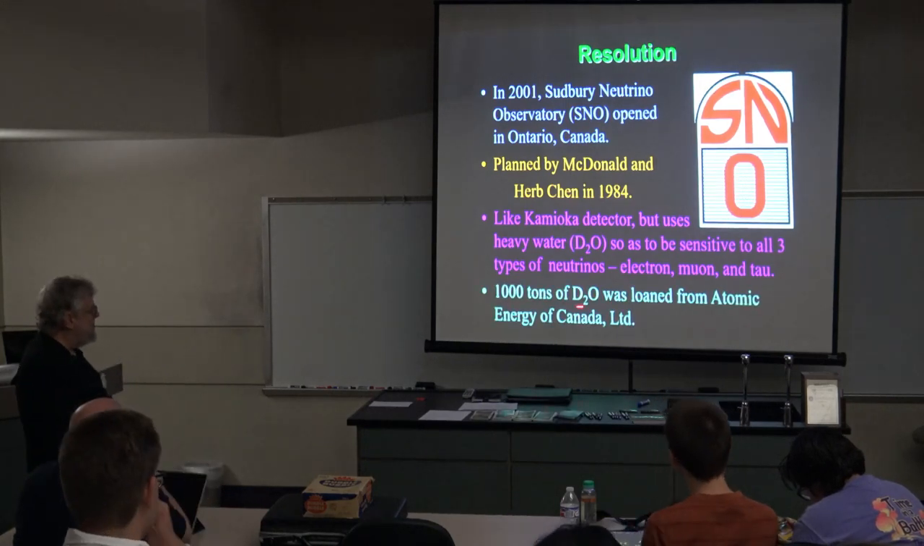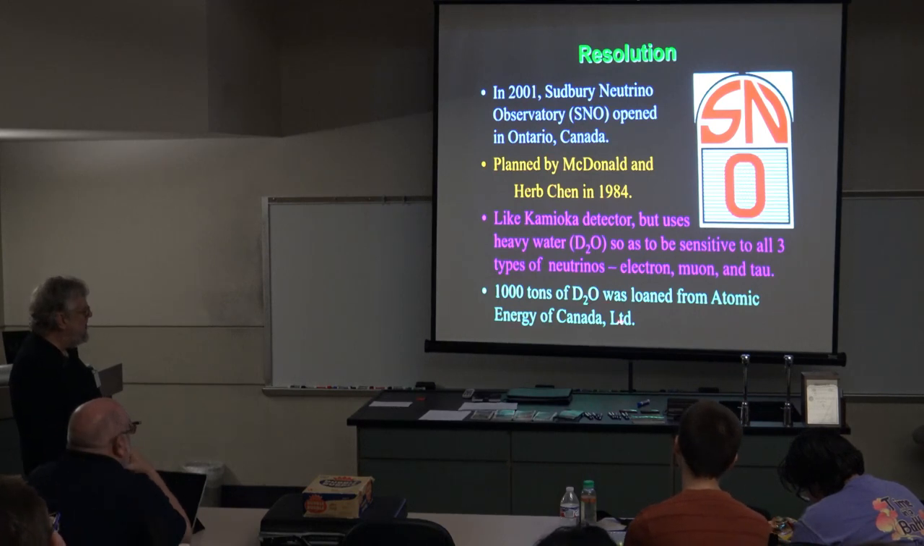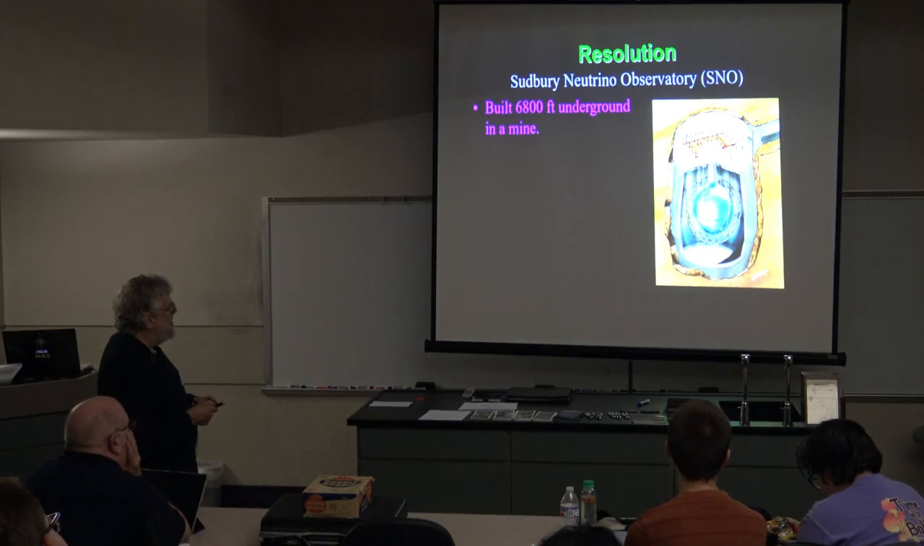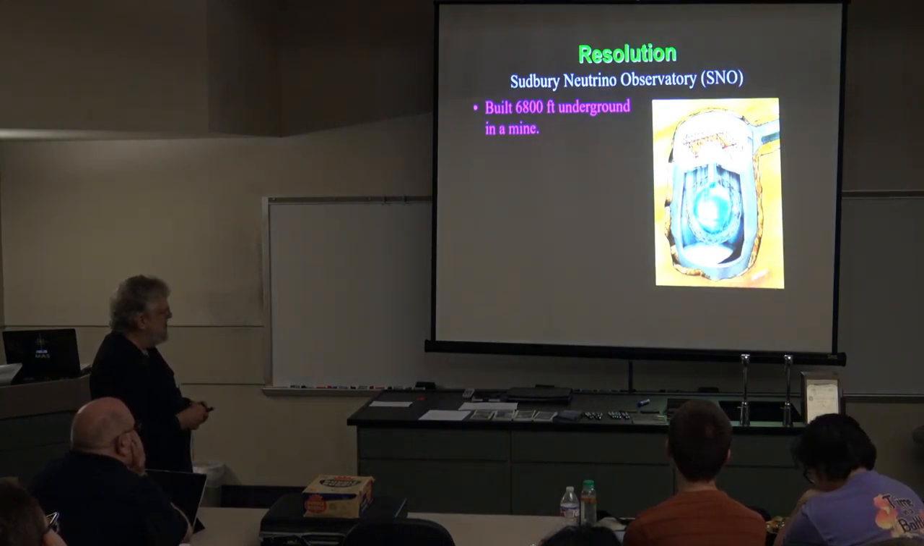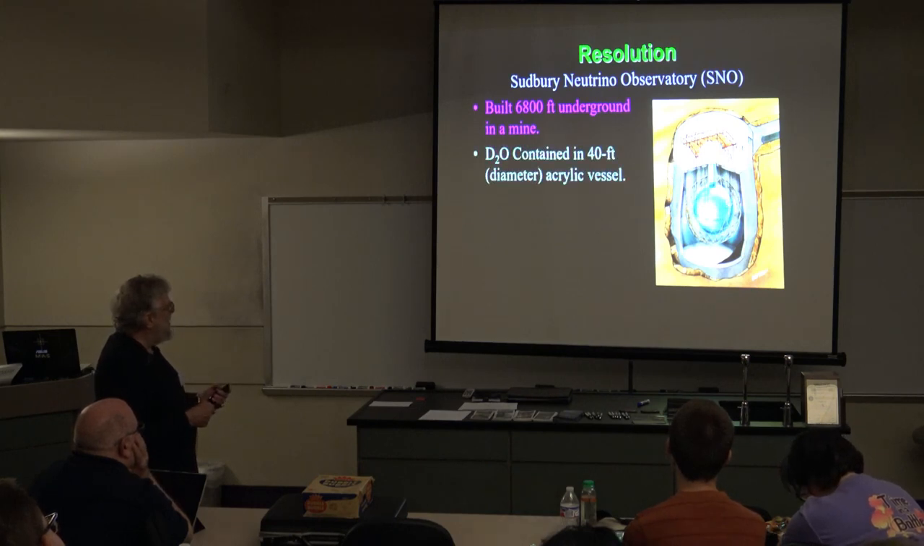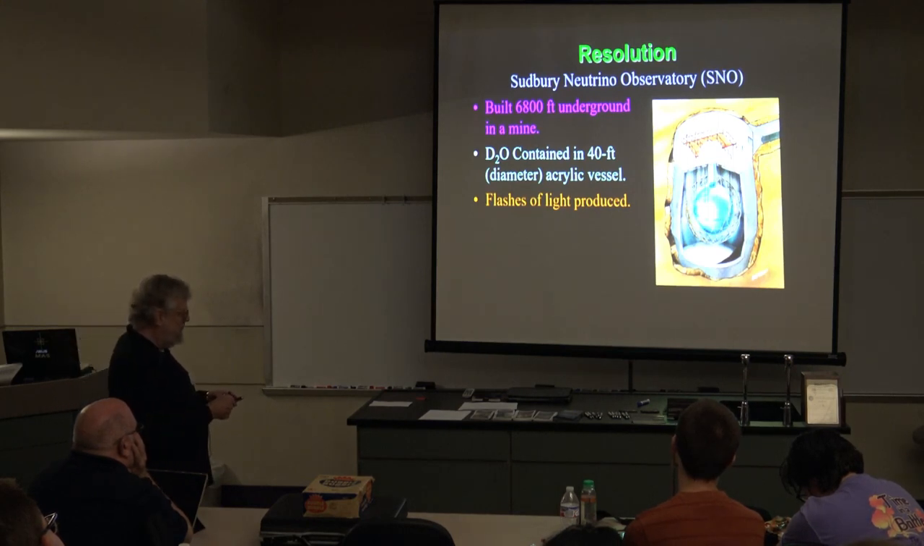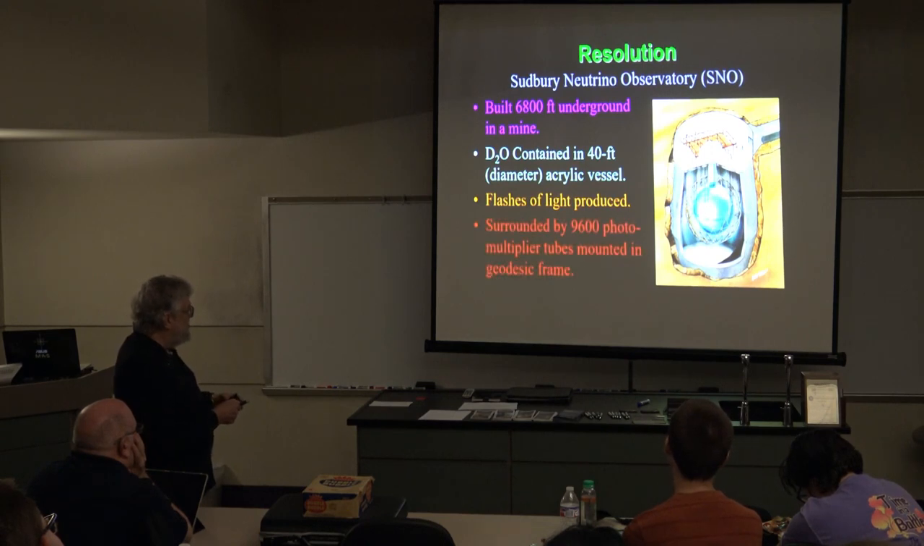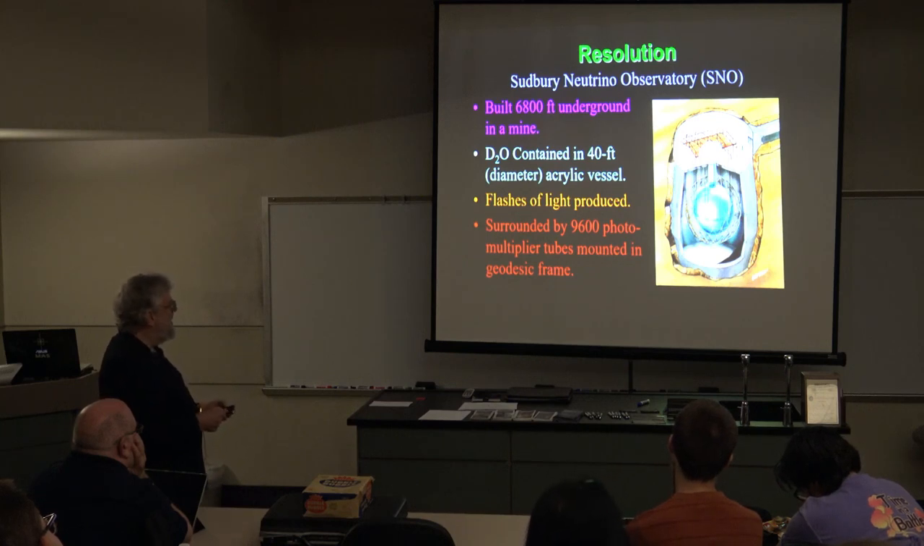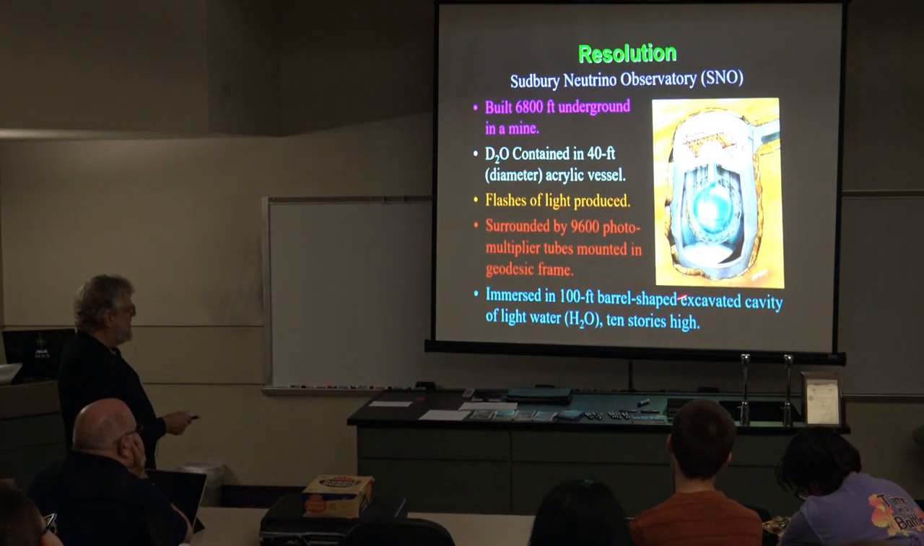They brought in 1,000 tons of D2O, heavy water, from the Atomic Energy of Canada, and put it in the tank here. This is 68 feet underground in another mine. Here's the tank that holds the heavy water, in a 40-foot acrylic vessel, and it produces flashes of light when the neutrinos hit the heavy water. It's surrounded by 9,600 photomultiplier tubes mounted in this geodesic frame, and the rest of the tank is immersed in a 100-foot tall barrel-shaped thing that has regular water in it.